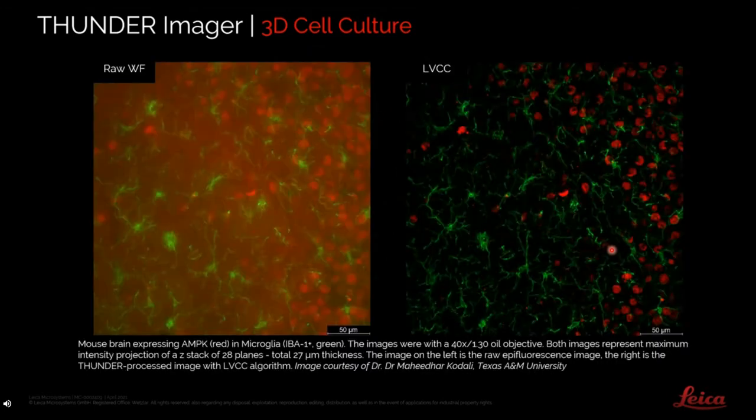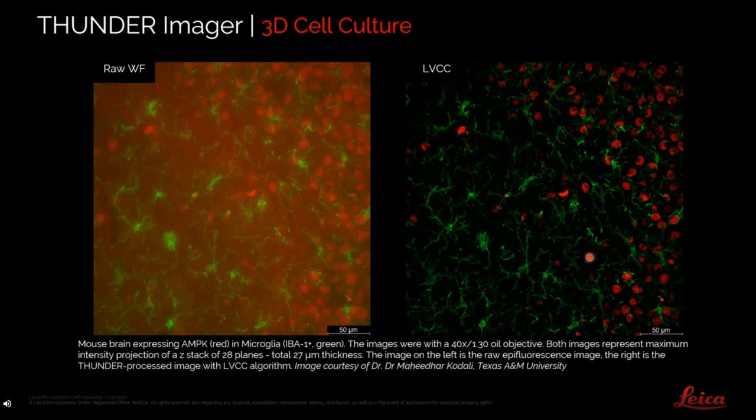The next example was mouse brain expressing AMPK in red and the microglia with IB1+ in green. It was taken with a 40x 1.3 NA objective, and both of these images are maximum projections taken from a 27 micron thick 3D volume. And you can see with the raw, we have a lot of out of focus light, as well as blur just from the inherent wide field imaging. After large volume computational clearing, we remove that out of focus light and enhance our image quality and resolution.